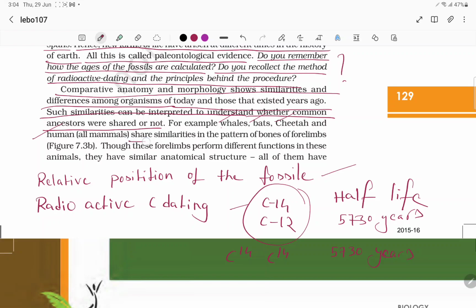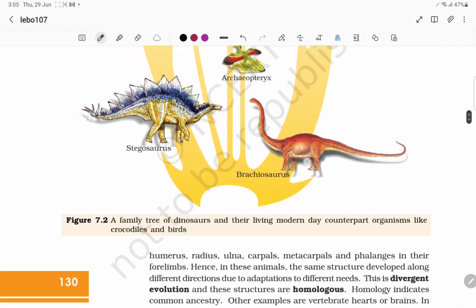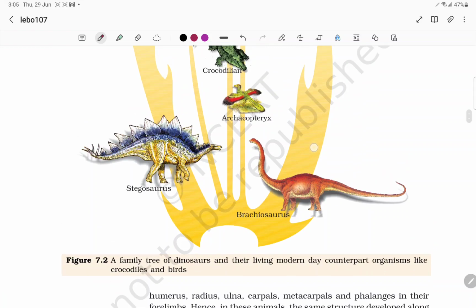They show some common similarities in the pattern of bones of the forelimb. These forelimbs perform different functions. So in animals, this shows a similar anatomical structure. If you see here, they have given a family tree of dinosaurs and their living modern-day counterpart organisms like crocodiles and birds.